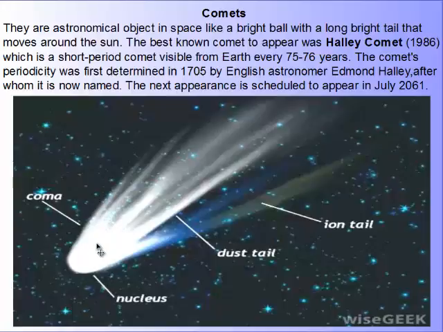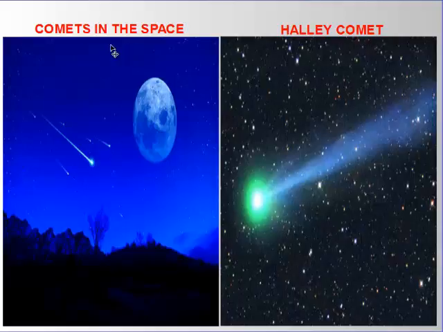So this is how the comet also looks. This is the coma, that is the head of the comet, and the head surrounds the nucleus of the comet. So this is the nucleus, this is the dust tail, and this is the iron tail made up of what? Irons. Yes, comets in space. So these are some examples of comets, and this is what we call the Halley comet, which is scheduled to appear in 2061. So in 2061, if we are alive, we hope to see this comet.